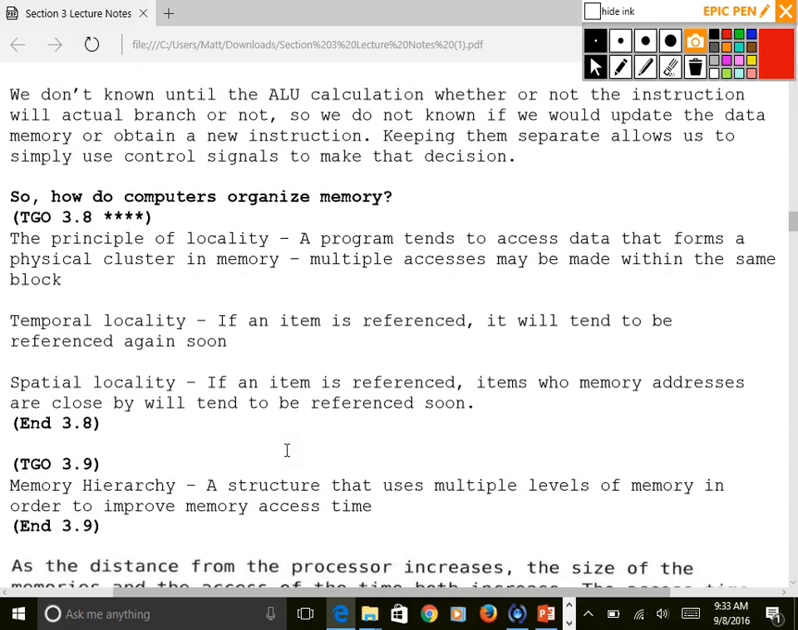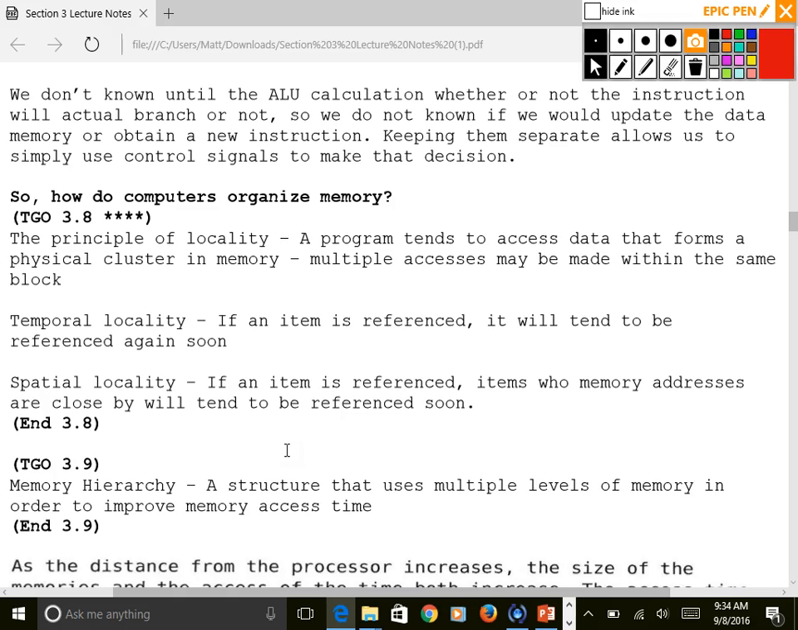So, 3.8. This whole idea, what we're going to call the principle of locality. Define the principle of locality and state the 2 types of locality. You can see my little 4 stars there. You'll see that next week, right? Principle of locality: a program tends to access data that forms physical clusters in memory. Multiple accesses may be made within the same block.